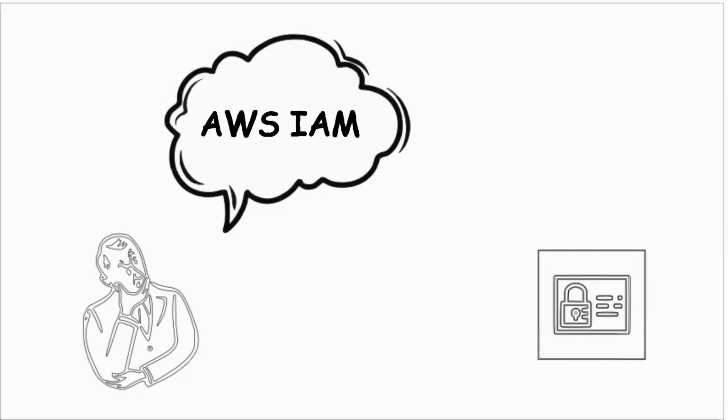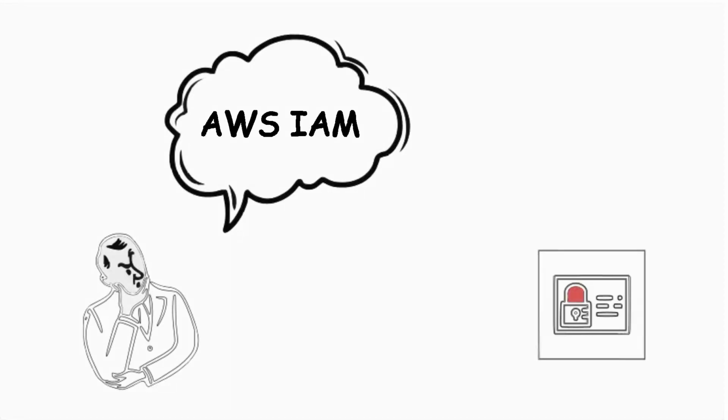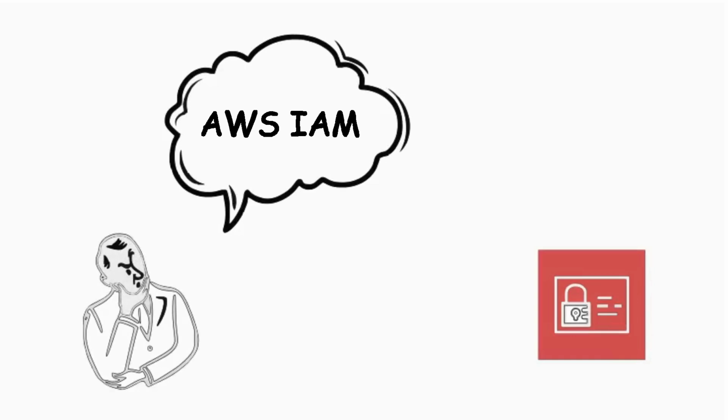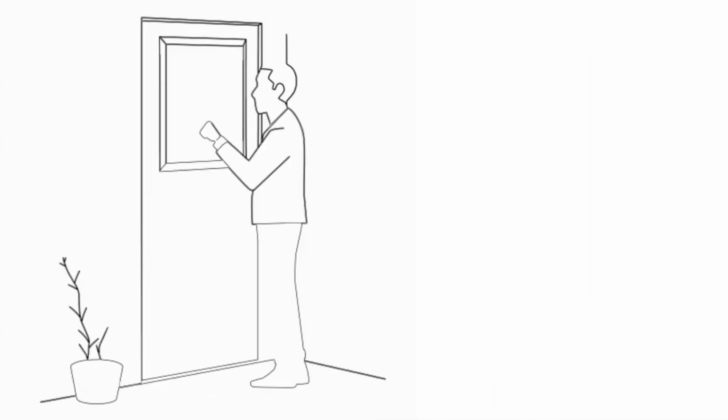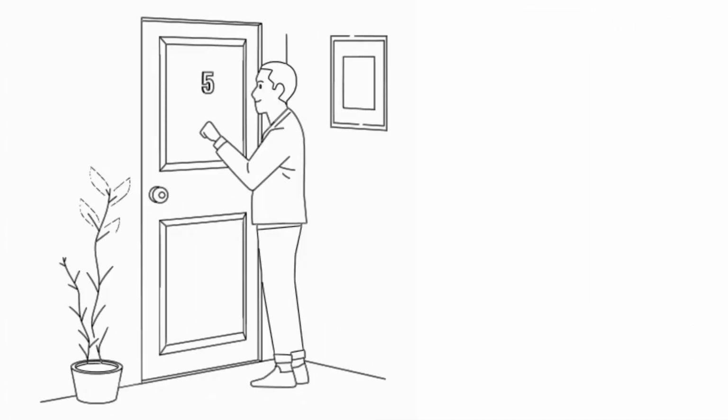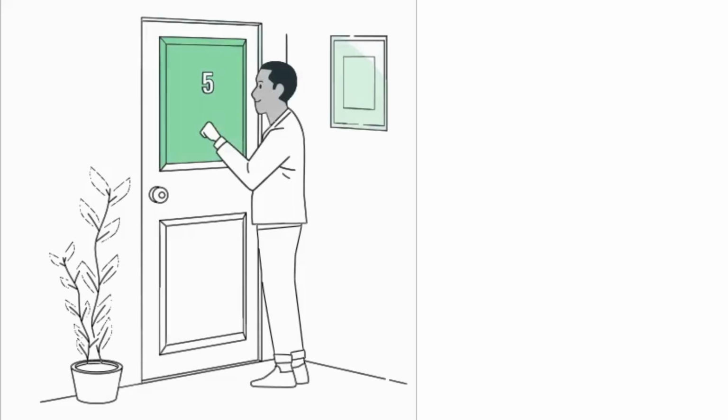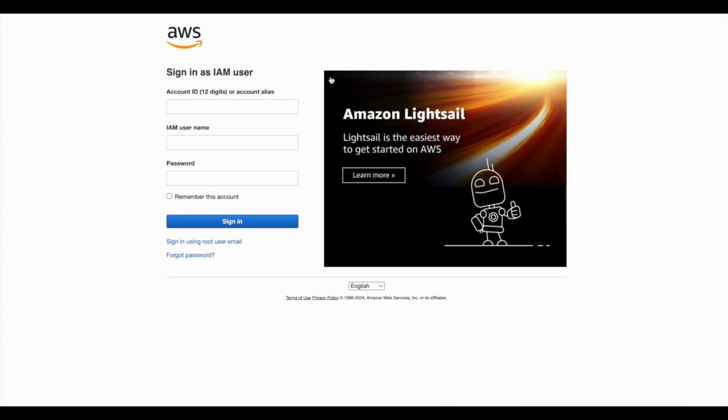AWS Identity and Access Management, or IAM, allows you to manage who can access your AWS account and what actions they're allowed to perform. It's all about two key concepts: authentication and authorization. We're going to explain authentication and authorization in AWS using a simple analogy. Imagine someone knocking on the door of your house. You wouldn't just let them in without knowing who they are, right? Well, the same goes for managing access in AWS.